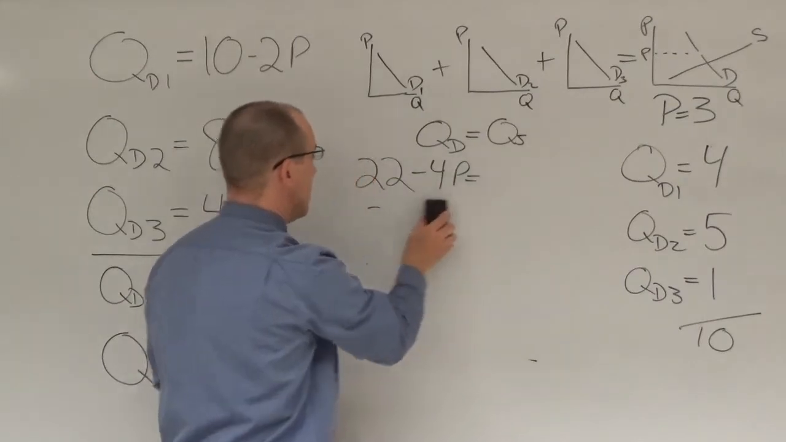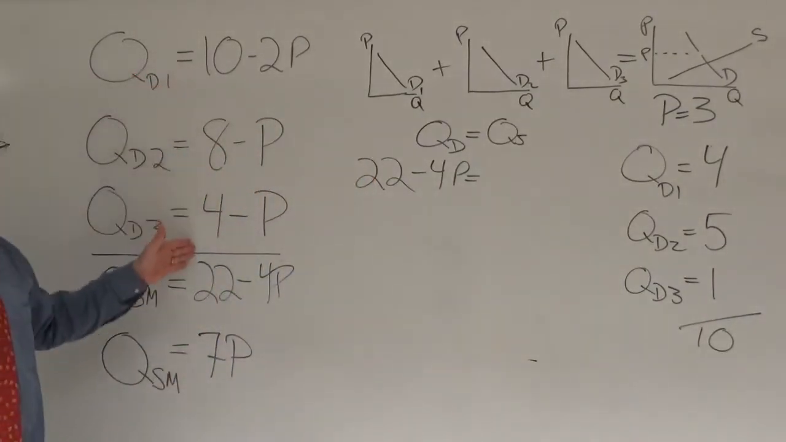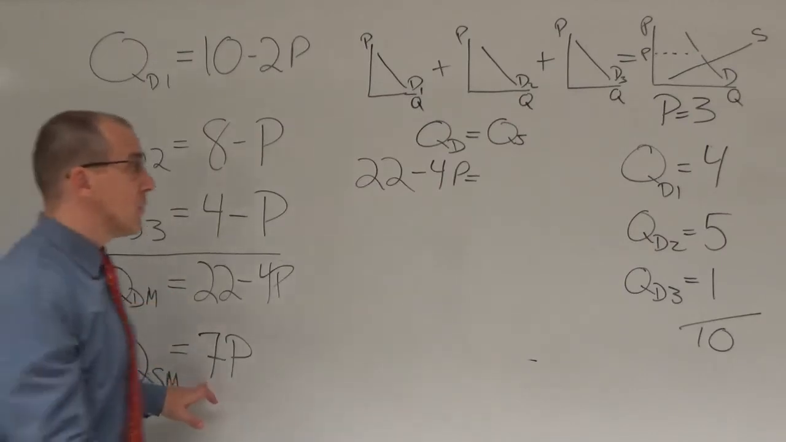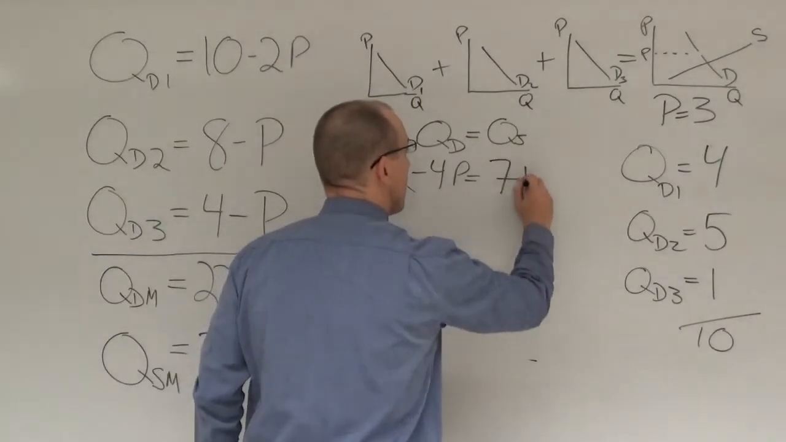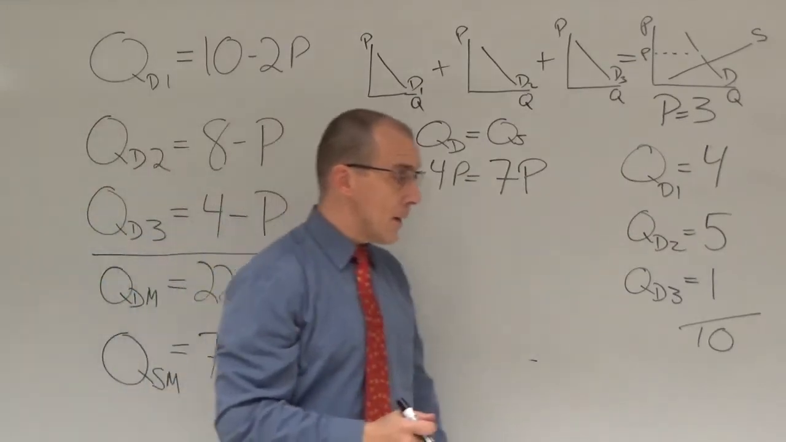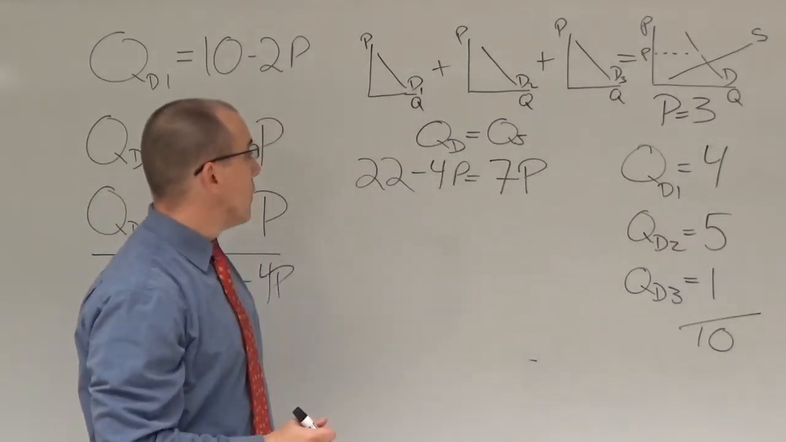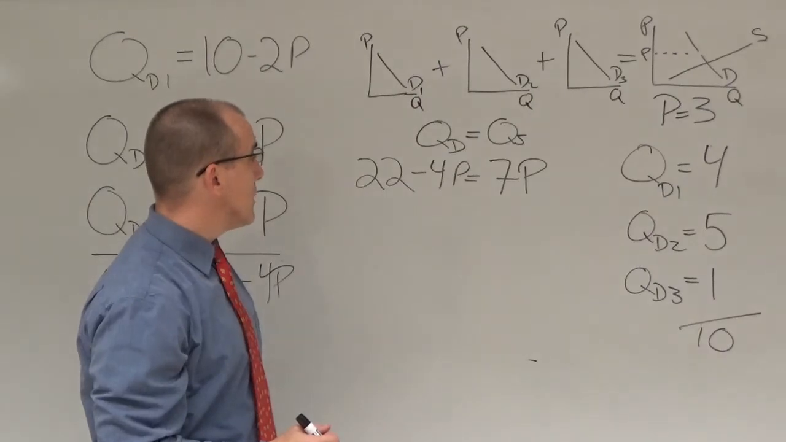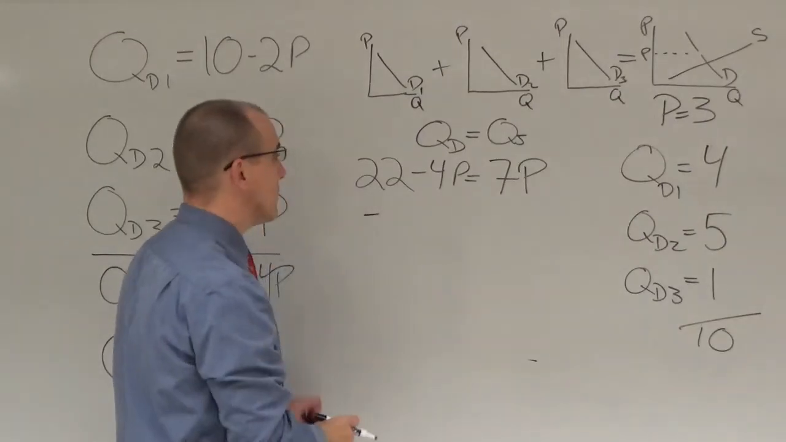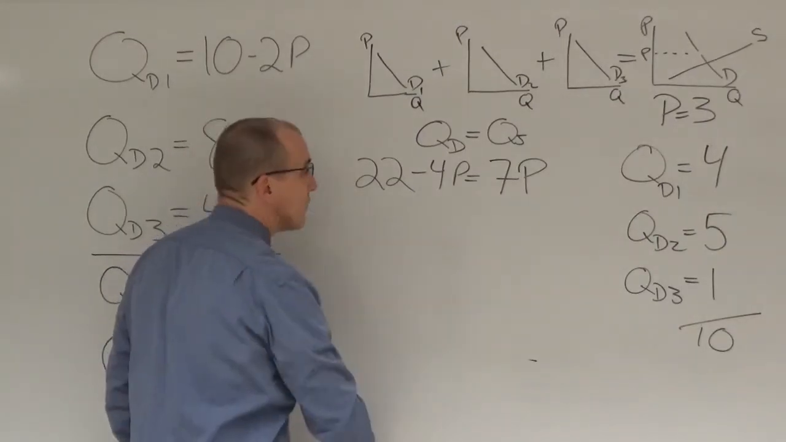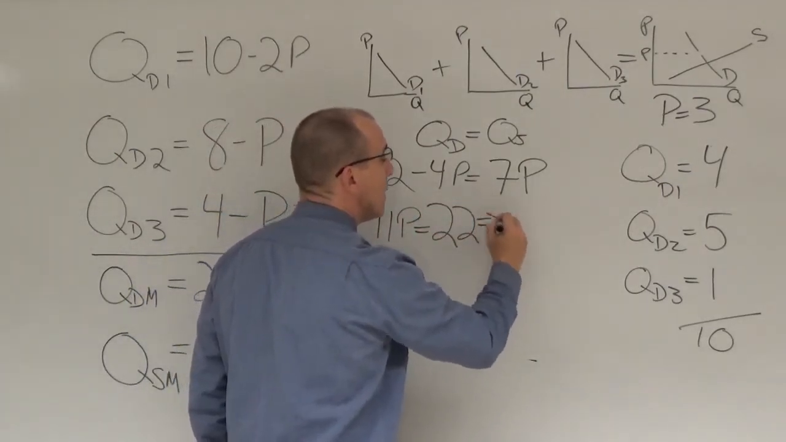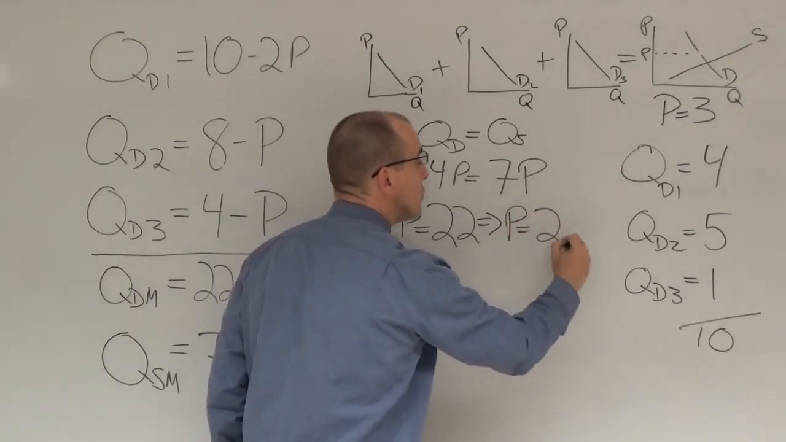We will go back to my three demand curves, which have stayed the same. My market demand has stayed the same. All I need to do now is change my supply curve and solve, so I can plug and chug again. In this case, I will simply do my math again, which if I bring this all together, will give me 11p equals 22, which will give me a price of 2.